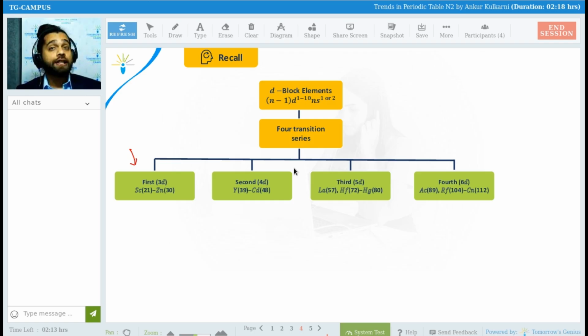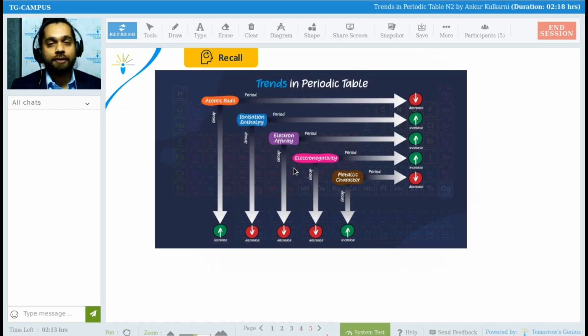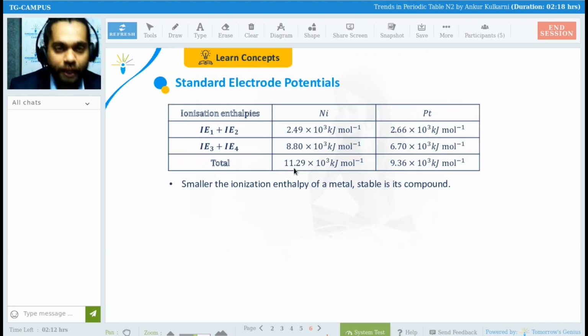The next chapter is coordination compounds. In that chapter also it is very important, because we are going to study VBT, where everywhere you will require the atomic numbers. So in the last lecture we have covered that, and all the trends, like how your atomic radii vary. Today we are going to start with electrode potentials.